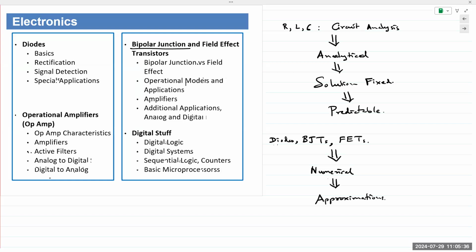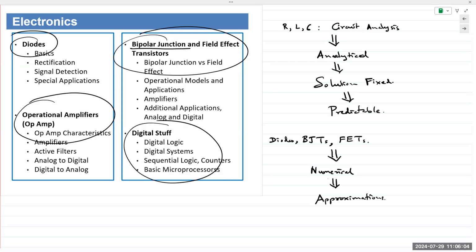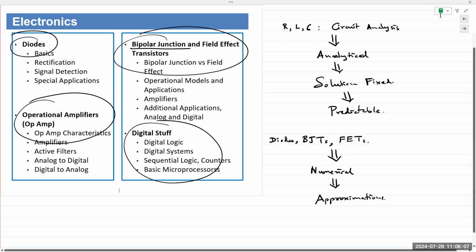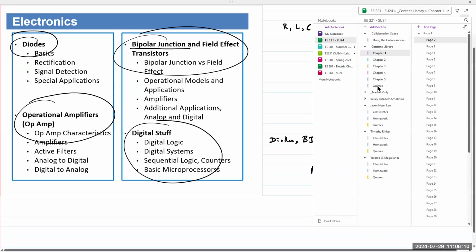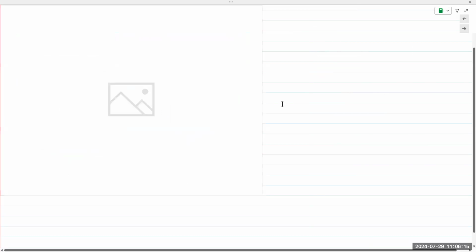What we're going to learn is some of the basics of how these devices are created, and then what you can do with them, meaning the circuits that you can build using these devices. So we'll learn about diodes, transistors, operational amplifiers, or op-amps for short, and then we'll get into digital logic systems and computers. At the end of this course, you will see a brief introduction to computers and what they can actually do.